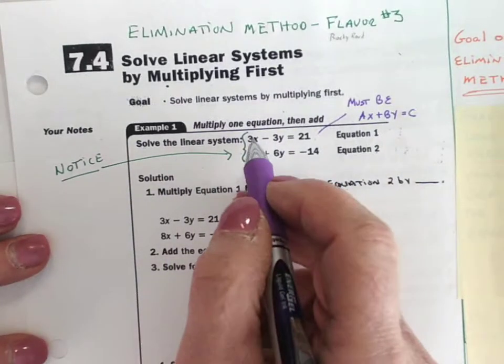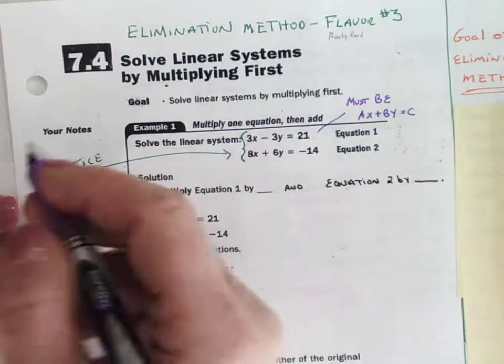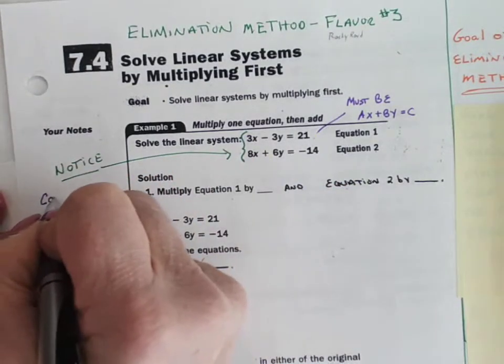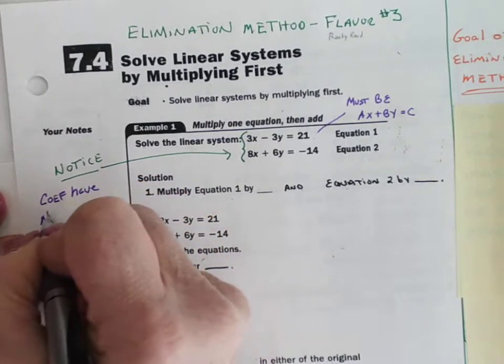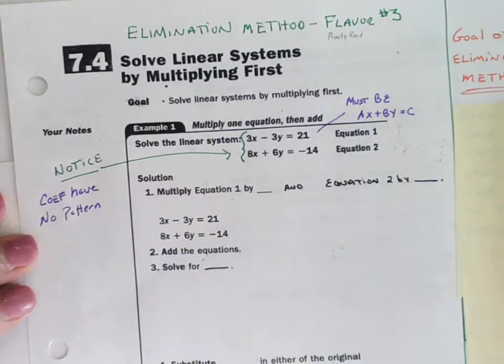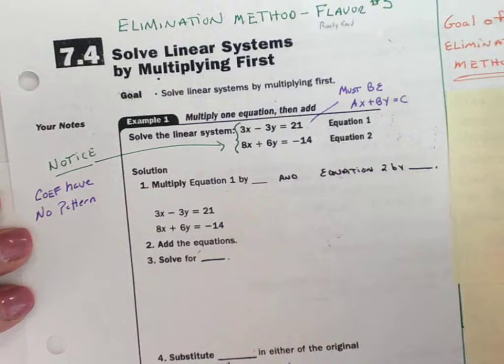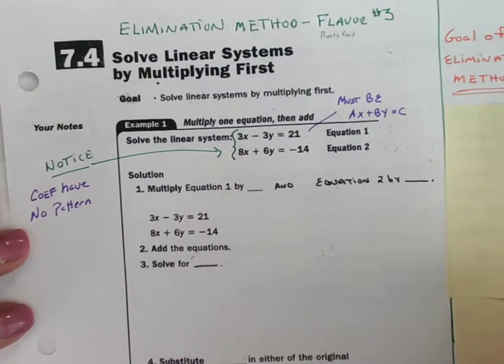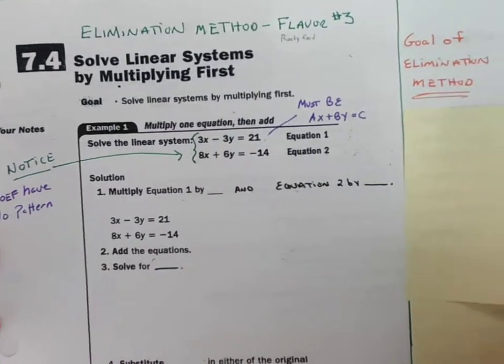If you look at our coefficients, the coefficients have no pattern. So what do we do? We can't add them down. We can't multiply by -1. But there is method 3, Rocky Road.